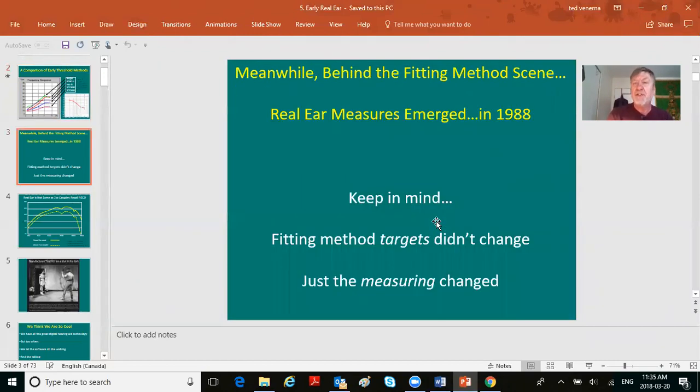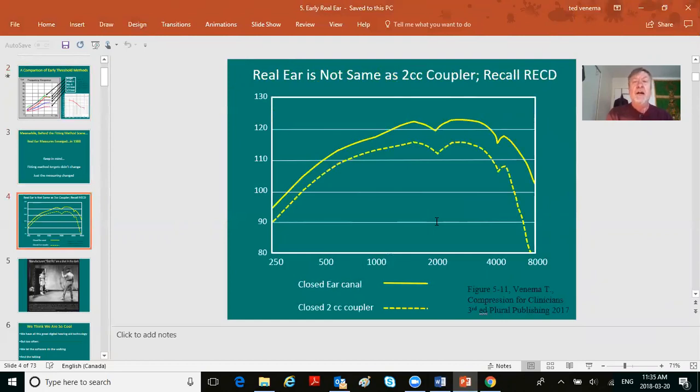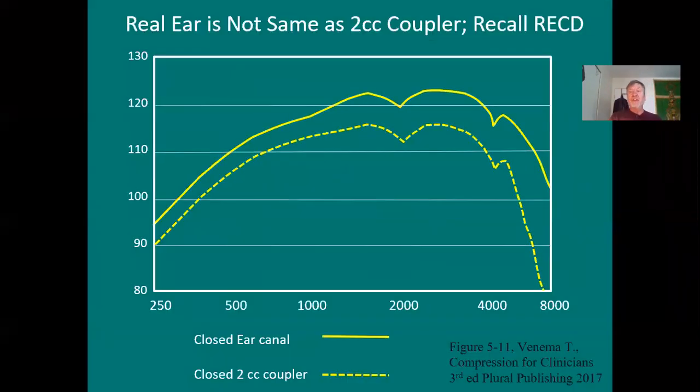All right, next. Behind the fitting method scene, real ear measures emerged in 1988. And again, keep in mind, the fitting method targets didn't change. Just the measurement changed. Now, we show this slide, and you've seen this one before. And let's tie it into context with good old real ear, okay? Because we've looked at this when we covered ANSI testing, didn't we?